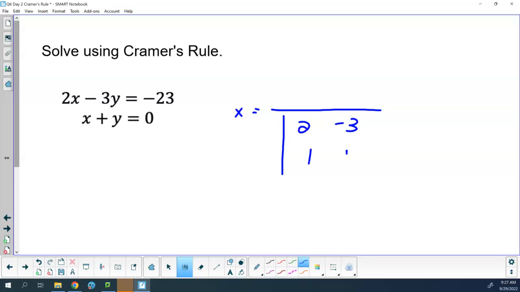-3, 1, 1. Right? Okay? And now I'm just going to find that right away. So that's going to be 2 times 1 minus 1 times -3. So that's going to be 2 minus -3. So that's going to be 5. So that denominator is 5.